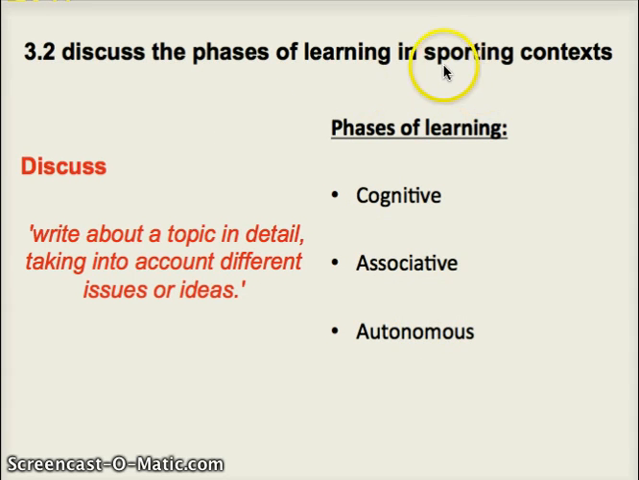Again, it asks you for sporting contexts, so certainly provide examples within sport, and when we say sport, we need to talk about learning skills in sport. We need to talk about the development of athletes or participants and acquiring skills. That's the key thing here. The second thing is the main content here, so we're looking at phases of learning.